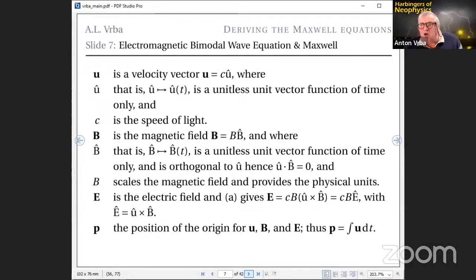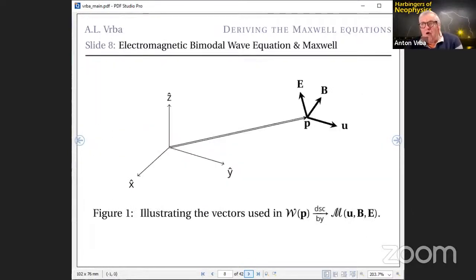So if we now look at how these vectors relate in space, I've got my reference system x, y, z here. I've got my position vector and the three vectors that make up the MUBE, the set of equations.